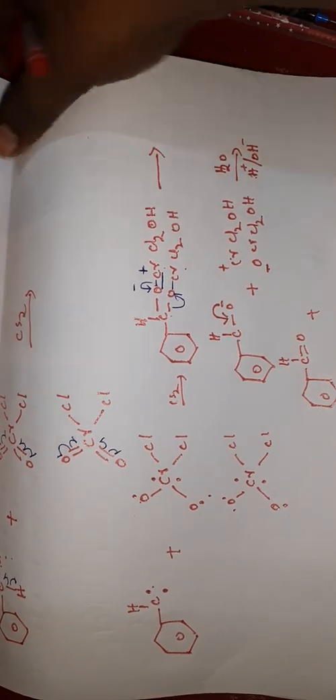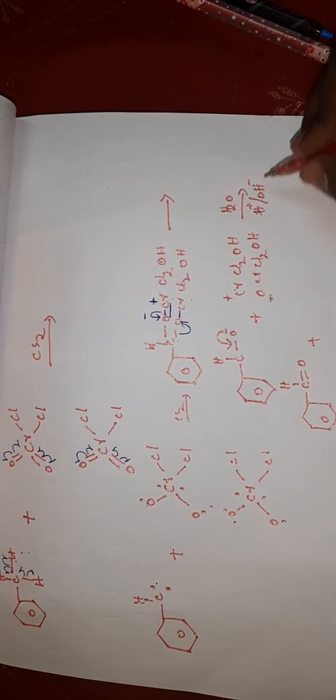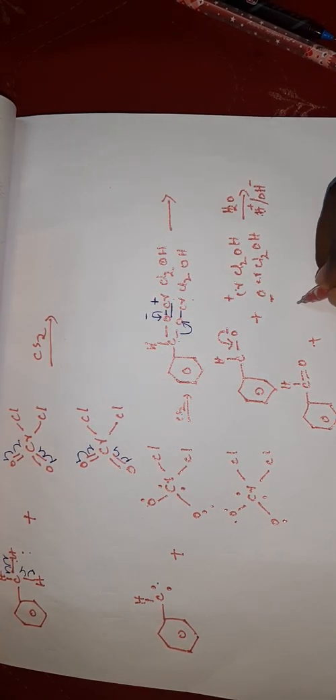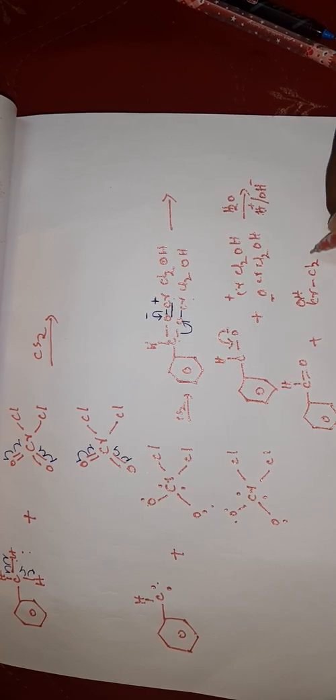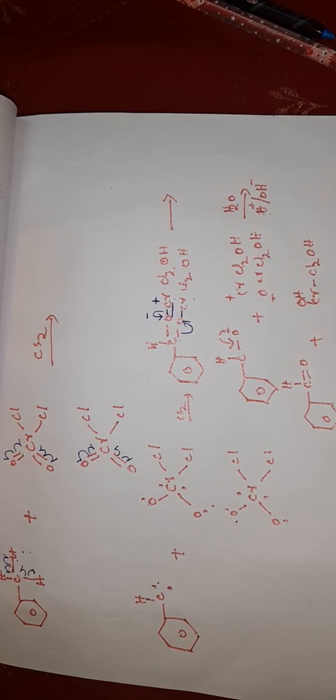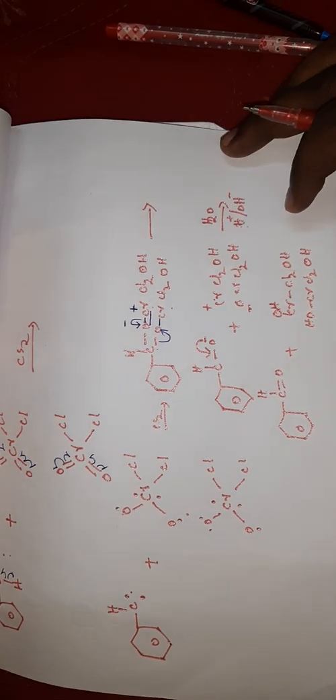plus these OH shift towards here, OH, Cr, Cl2, OH, and this hydrogen shifts to this oxygen, OH, Cr, Cl2. These two are similar structures. Okay, these two are similar structures.